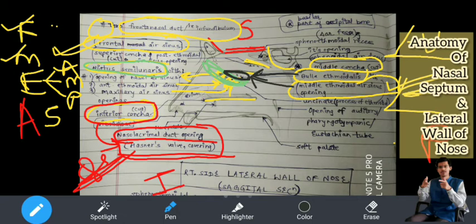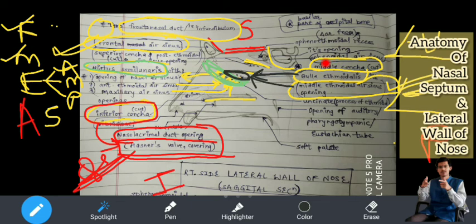सो hiatus semilunaris ये मिडल कॉन्का के नीचे है, बुला इथमोइडलिस के नीचे है, जो मिडल कॉन्का के नीचे है. Are you understanding? This hiatus, I am using red color का pointer. Hiatus semilunaris is a structure present below the bulla ethmoidalis, and this whole complex, the bulla ethmoidalis and hiatus semilunaris, is covered by the middle concha of the nose. Understood?